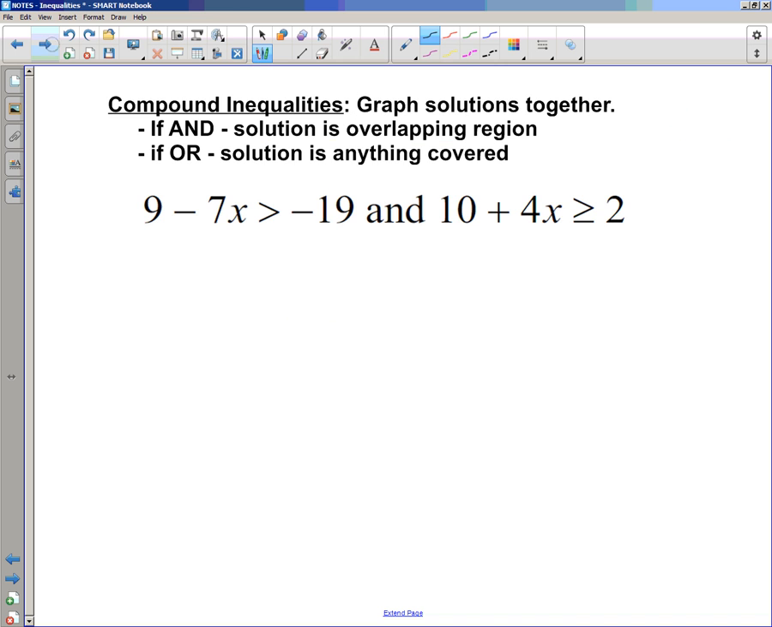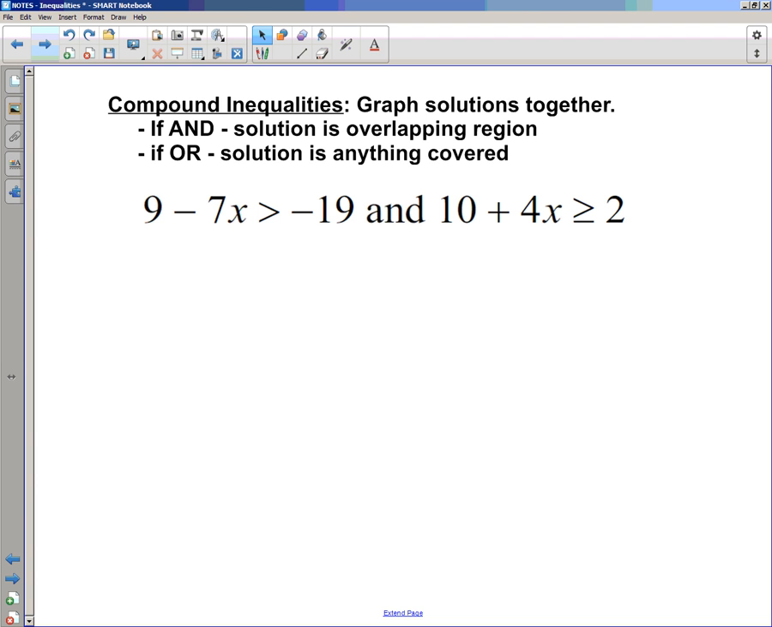All right, let's move on and talk about compound inequalities. These are two inequalities that are joined together by either an and or an or. What we're going to do is we're going to solve each inequality independently. We're going to graph our solutions. And then we're going to determine our answer based off of whether it's and or or.